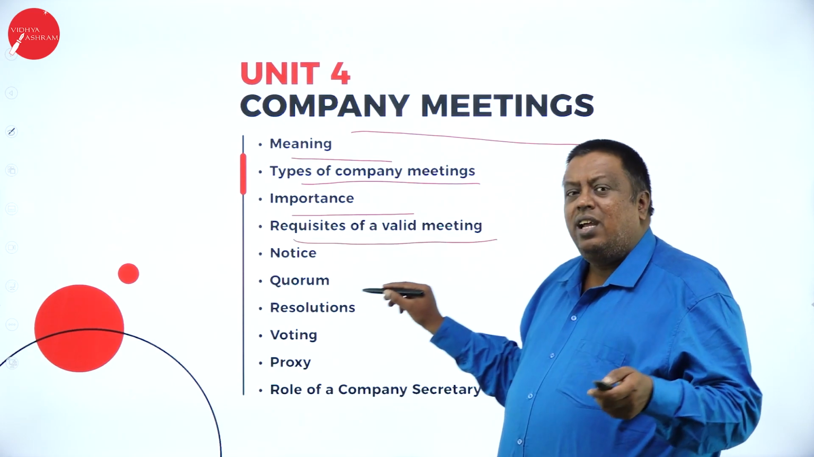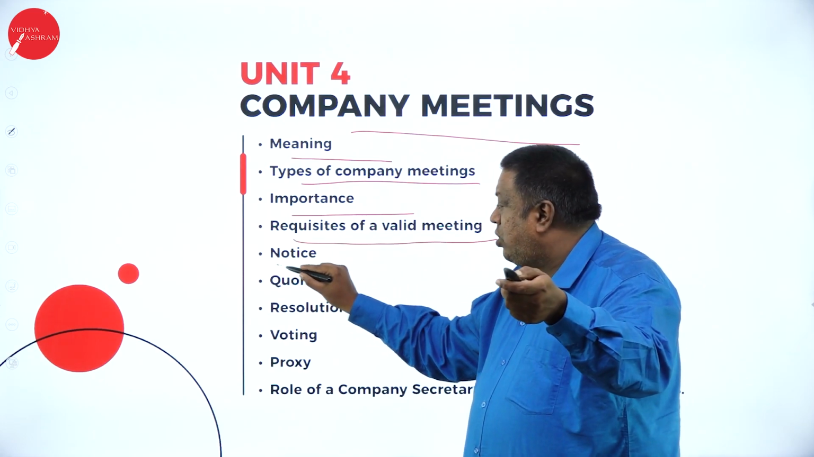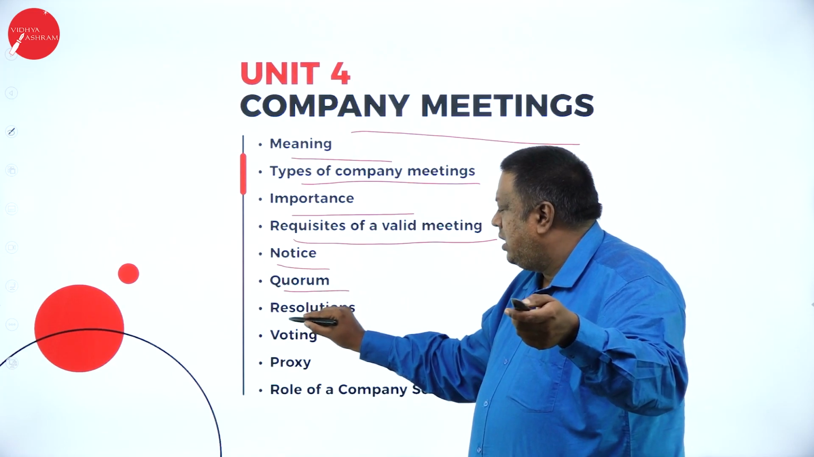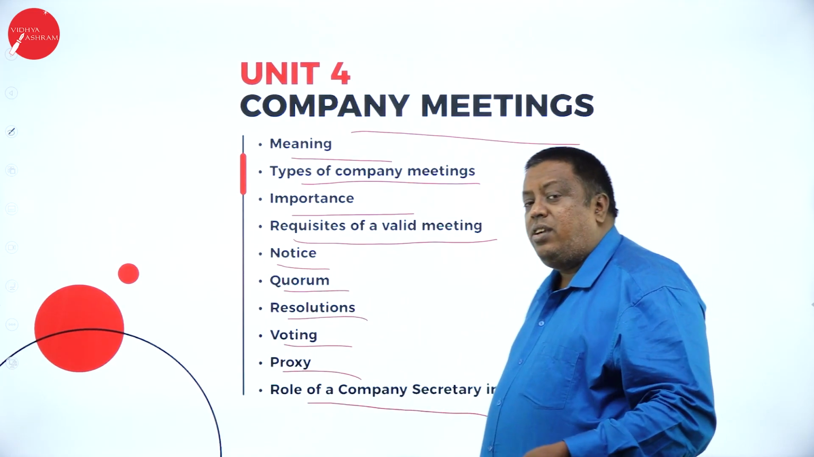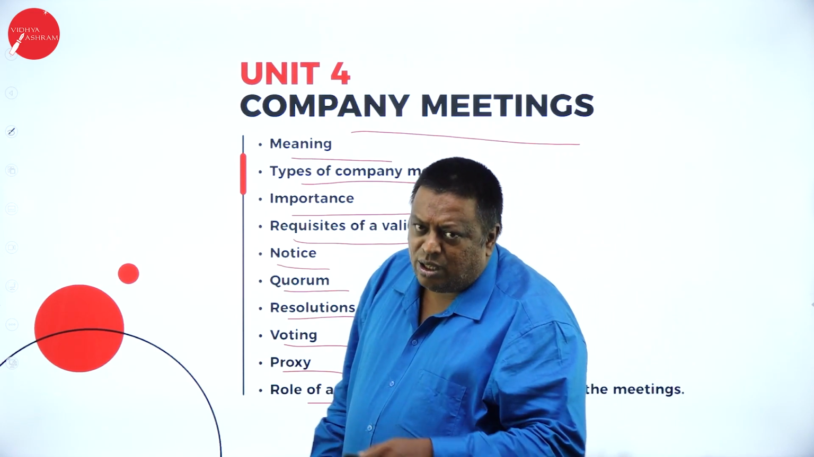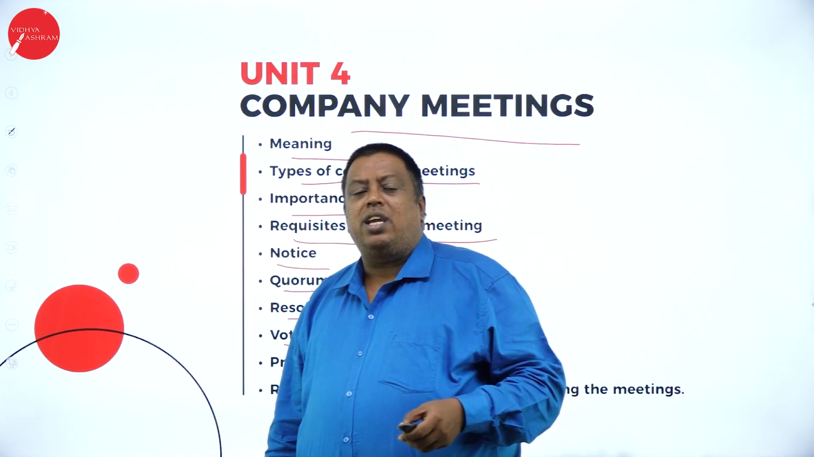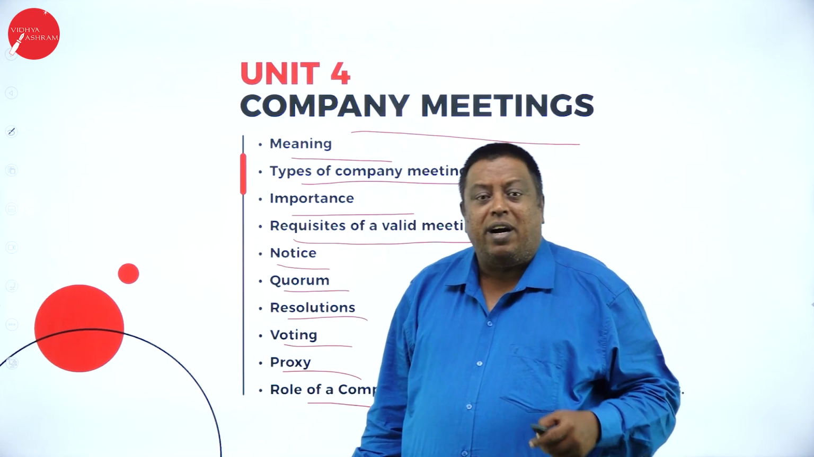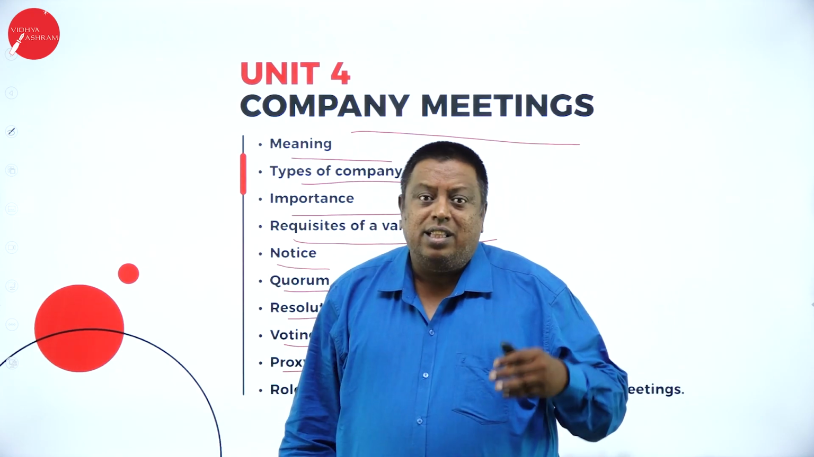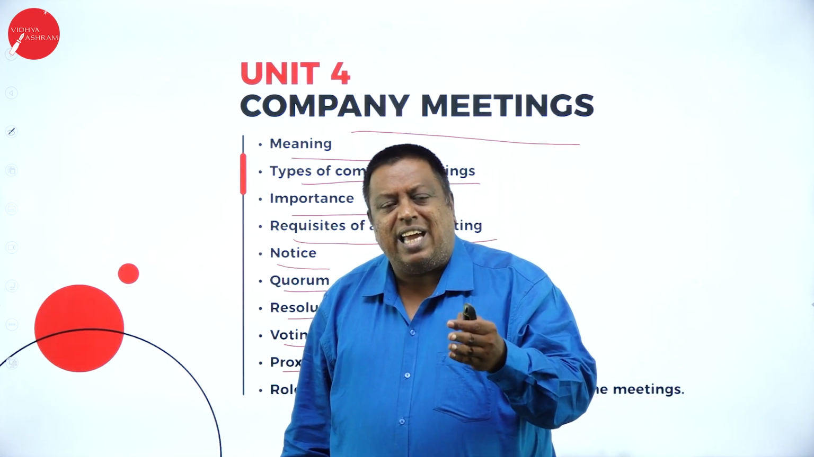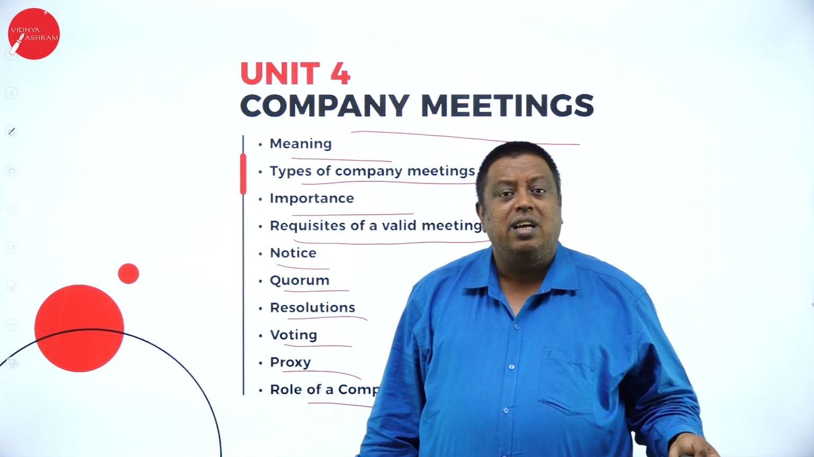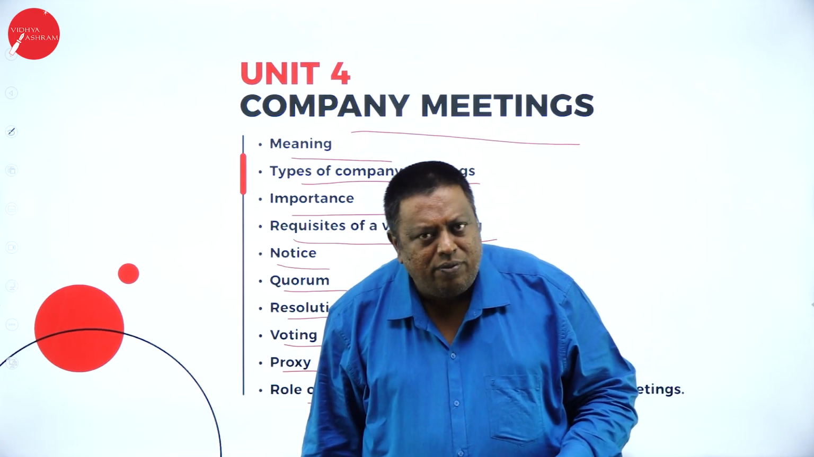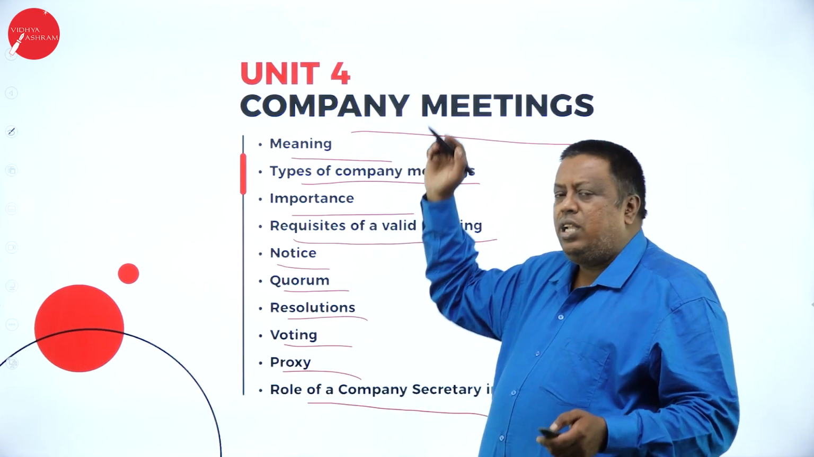of a valid meeting, and we're also going to learn what is called notice, quorum, resolutions, voting power, proxy, and the role of a company secretary in conducting the meeting. So notice is nothing but a communication sent to the participants of the meeting about the meeting date, place, and agenda. Agenda is nothing but the points to be discussed in the meeting. This information we are going to learn in our fourth unit.